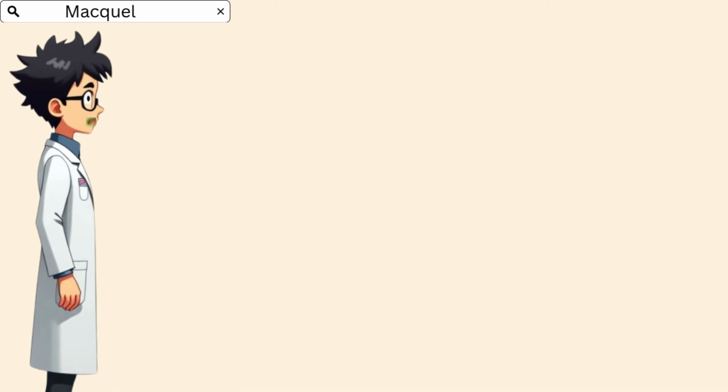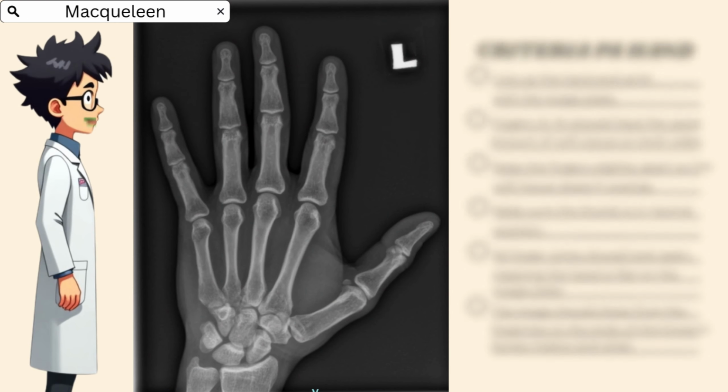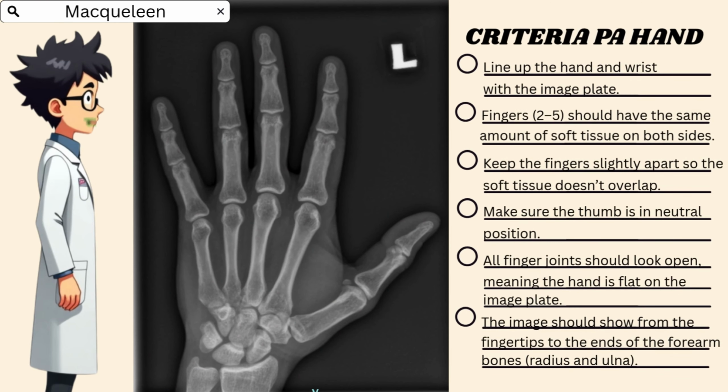All right, this is an example of an image that meets all the criteria for proper positioning in a PA hand X-ray. Let's go through the key points one by one. 1. The long axis of the hand and wrist is correctly aligned with the long axis of the image receptor. 2. The shafts of the metacarpals and phalanges, especially digits 2 to 5, show equal soft tissue on both sides. This means there's no rotation.